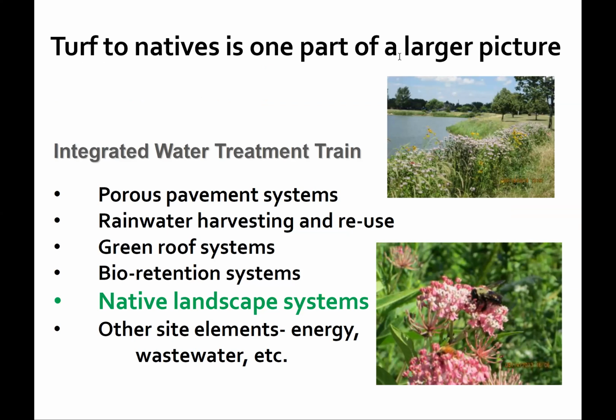We need to think about pervious parking systems, pavement systems. We need to think about harvesting the rainwater and reusing it for different purposes. You can put green roofs on top of your buildings that can help to mitigate up to one-inch rainfalls and, you know, stop some of the flooding downstream. And then we talk about bioretention systems, which include basins, but even bioswales and different types of structures to do that are all part of that. And then the native landscape, you can see, is just one part of this overall system.